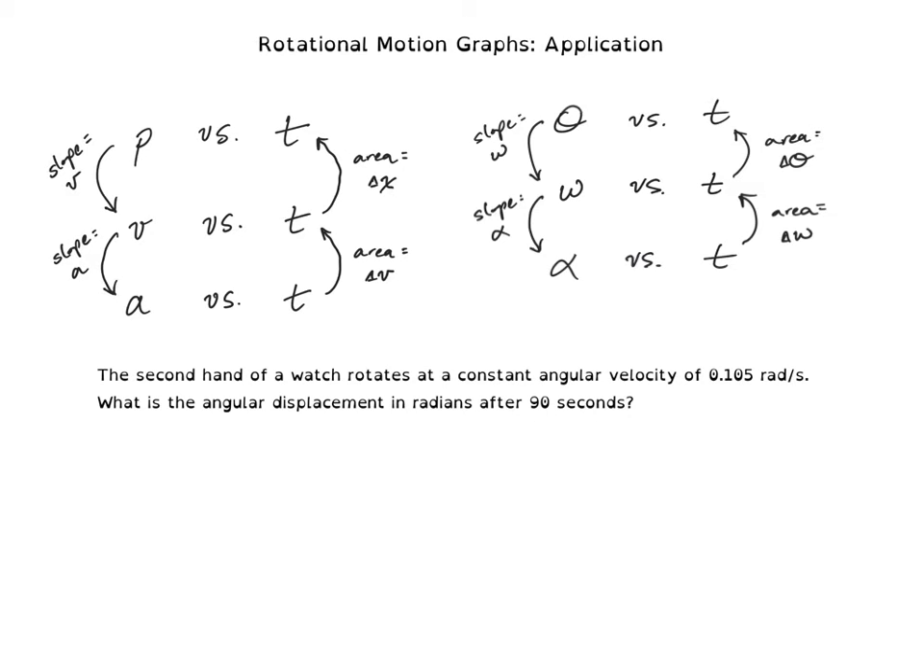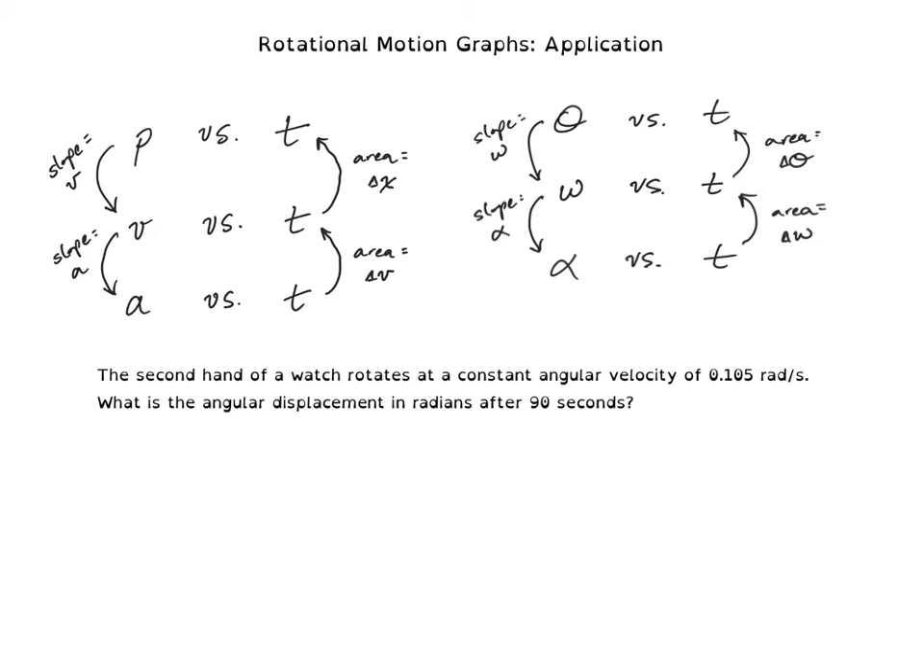Okay, so now I want us to actually apply this to scenarios where we're given values and actually be able to create a motion graph and then solve a problem using that motion graph. So I have a simple scenario down here. We're looking at the second hand of a watch. Again, the second hand is the hand that counts the seconds. What we're told here is that the second hand rotates at a constant angular velocity of 0.105 radians per second. And then what we're trying to find is what the angular displacement in radians is after 90 seconds. So we have two valuable pieces of information here.